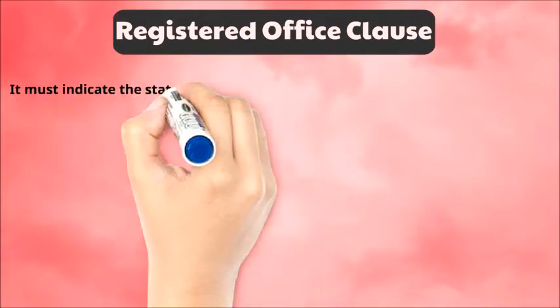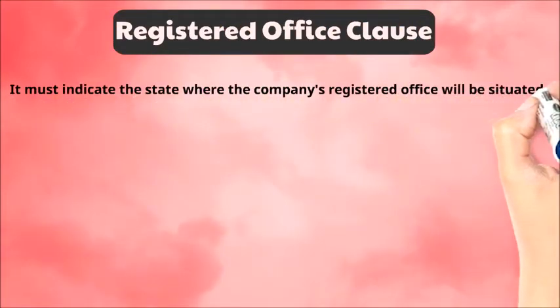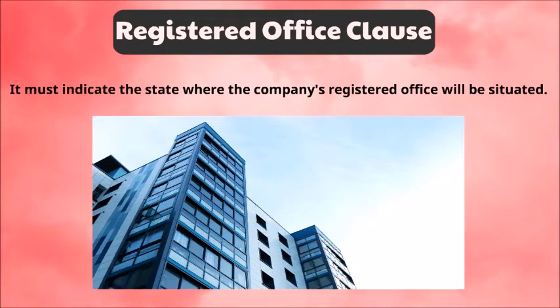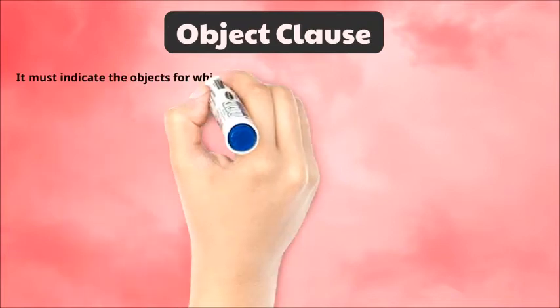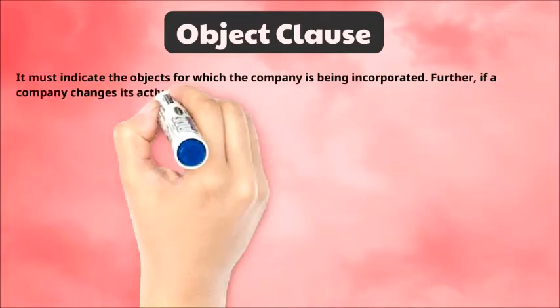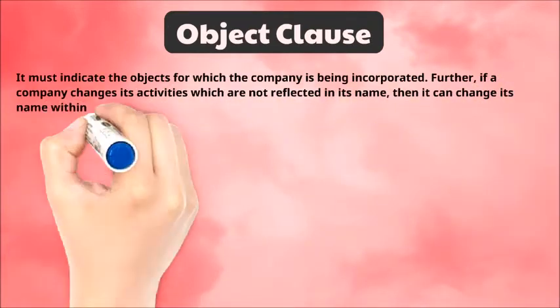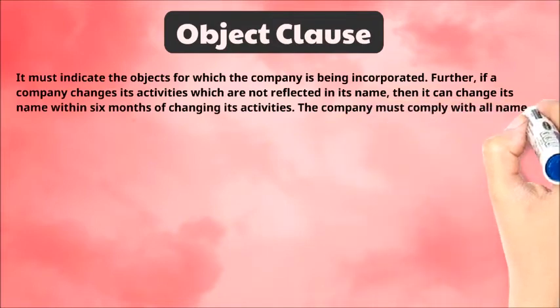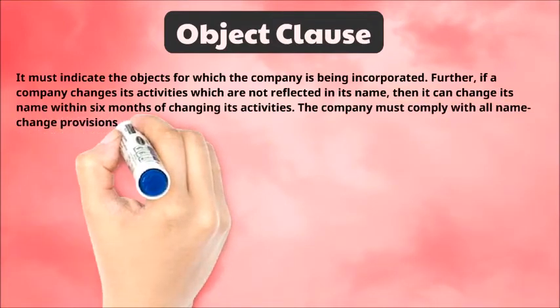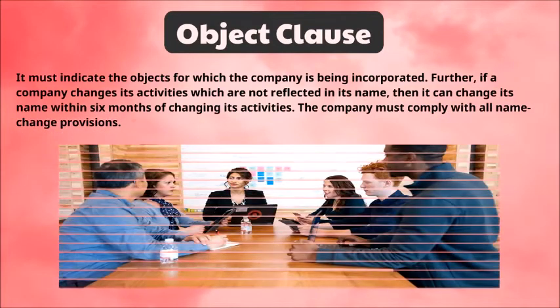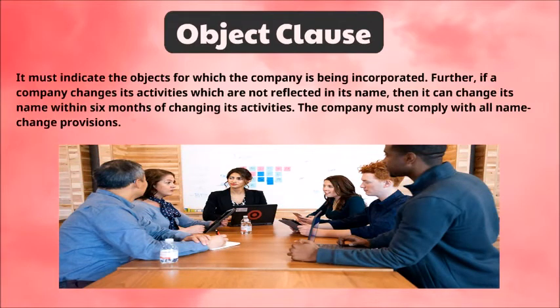Registered office clause. It must indicate the state where the company's registered office will be situated. Object clause. It must indicate the objects for which the company is being incorporated. Further, if a company changes its activities which are not reflected in its name, then it can change its name within 6 months of changing its activities. The company must comply with all name change provisions.